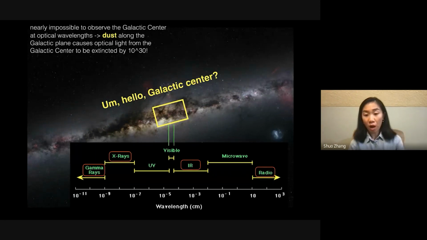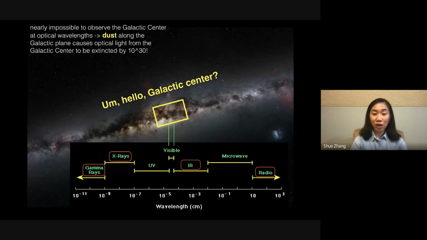Among all these different wavelengths, the ones that I circled using the red rectangles, radio, infrared, X-rays, and gamma rays, are the good wavelengths with which we can study the galaxy center. Photons in those energy bands are able to penetrate the dust and travel 26,000 light years and eventually reach the telescope here on the Earth.